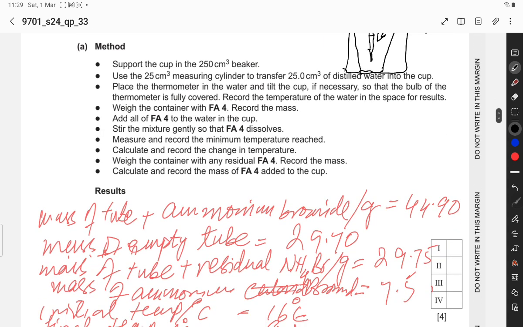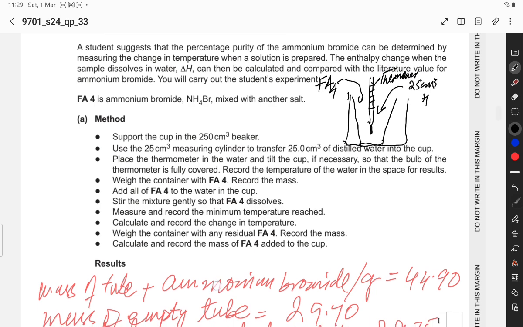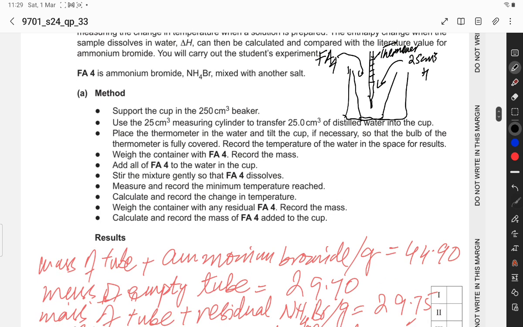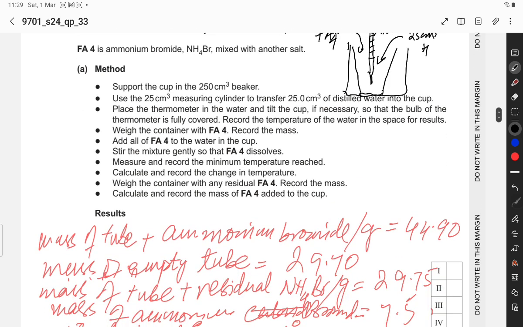Stir the mixture gently so that FA4 dissolves. Now stir the mixture with the thermometer. This is the thermometer, and we stir this mixture with it. Measure and record the minimum temperature reached. Now record the maximum temperature, and when the temperature on the thermometer remains constant, you will check the final temperature.